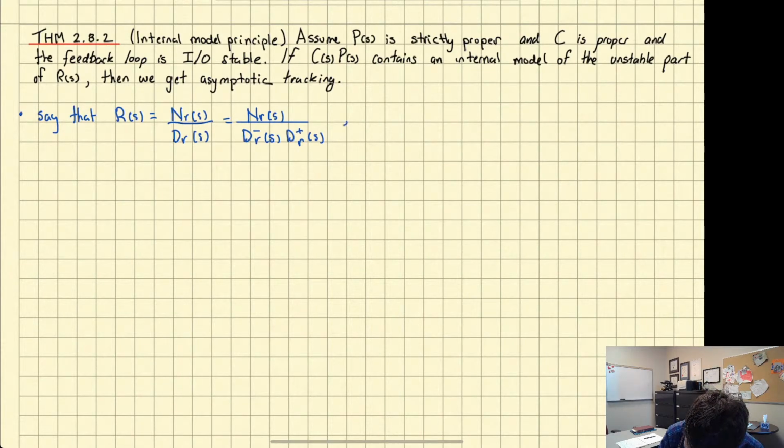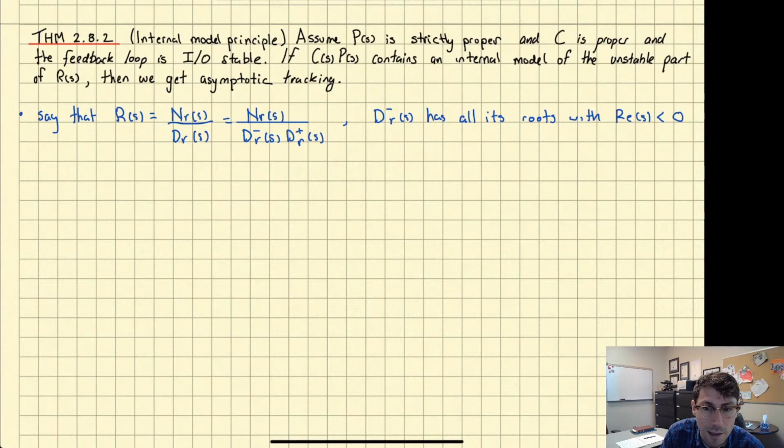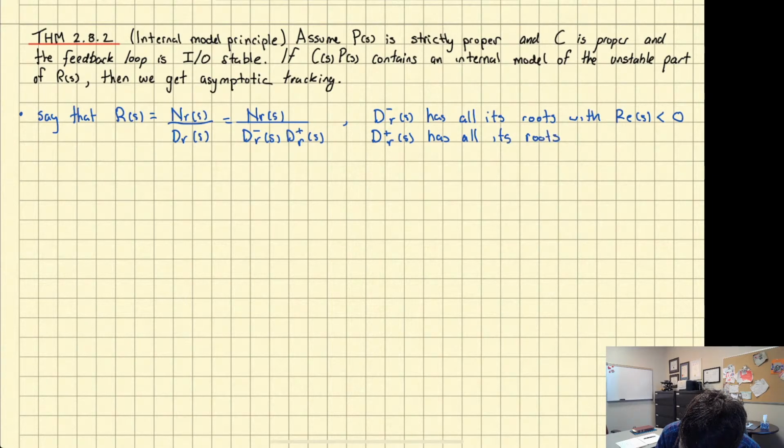So here, d minus R of S has all its roots with real part of S less than 0. That's where the minus comes from, the real part is negative. D plus R of S has all its roots with real part of S greater than or equal to 0. And that's what we're going to call the unstable part of the reference.